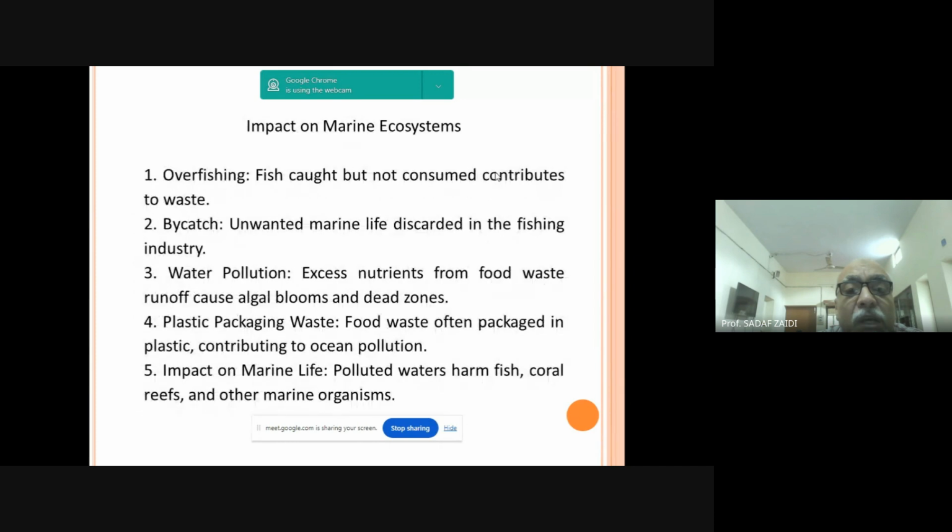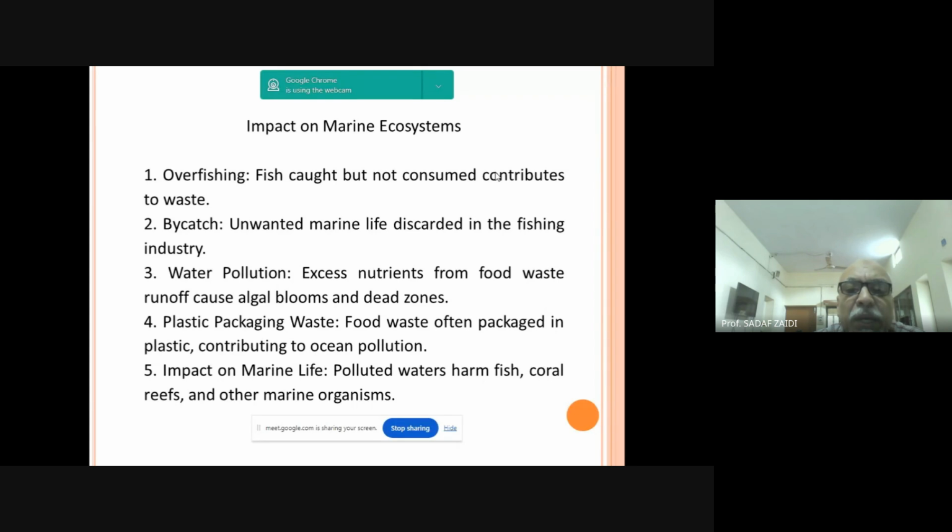So all these things. Then on the marine ecosystems, you are catching more fish. As I told you, in Europe, so much food is lost, so many fish, they are thrown away because they don't look good or they don't meet the strict standards, cosmetic standards. तो overfishing होती है उसकी वजह से.